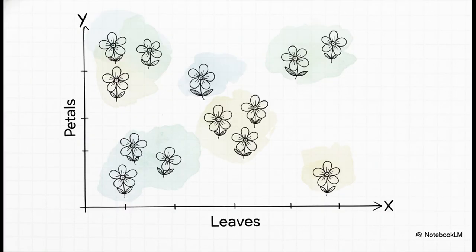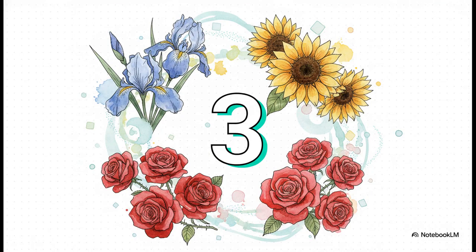All right, that's enough theory. Let's actually watch this thing work. So imagine we take our 9 flowers and we plot each one on a simple chart. We'll put the number of leaves on one axis and the number of petals on the other. So right off the bat, we have to make a choice. This is the one big thing we, the humans, have to decide. How many clusters should it look for? Let's just say we've got a hunch there are 3 types of flowers here. So we're going to tell the algorithm k equals 3.